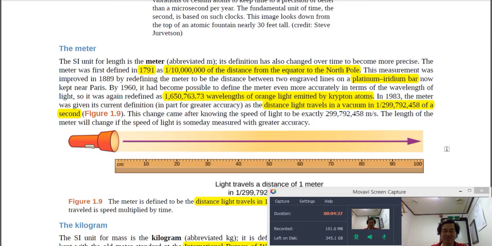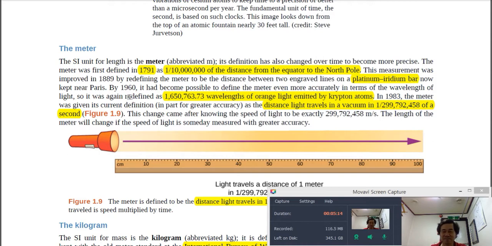But this definition is not that convenient and not that accurate. So based on this definition, people made a platinum iridium bar, and this standard meter bar is in the International Bureau of Standard, in Paris. But still, this standard meter bar has some uncertainty.